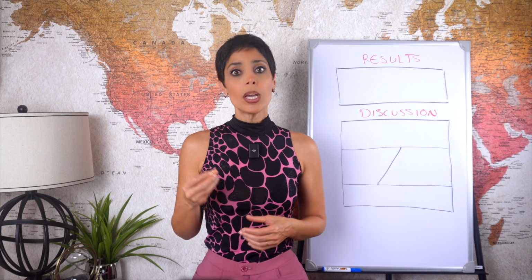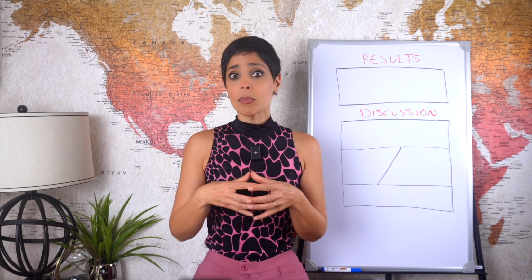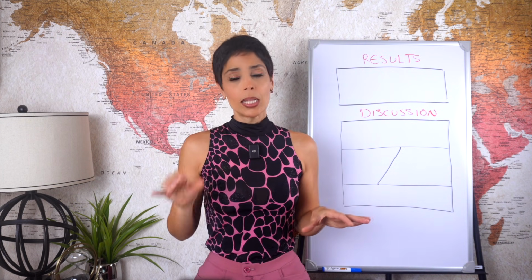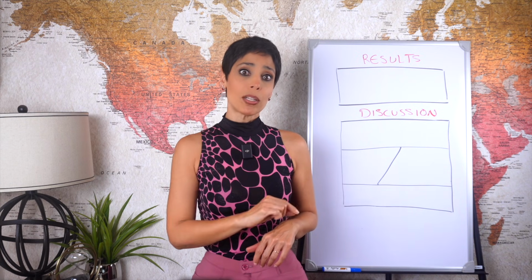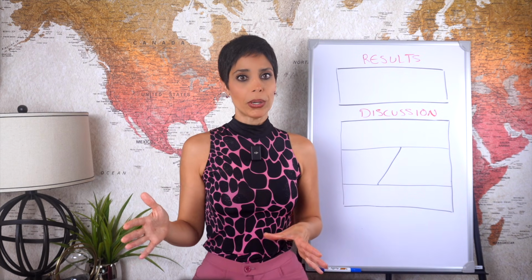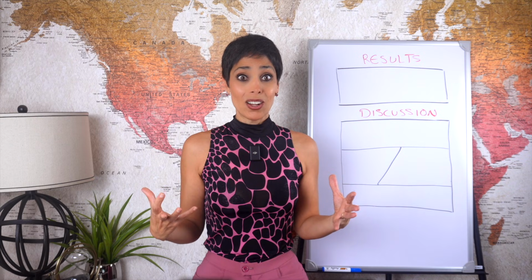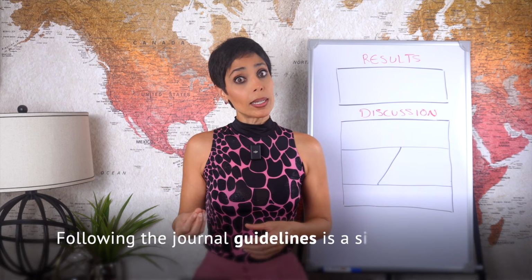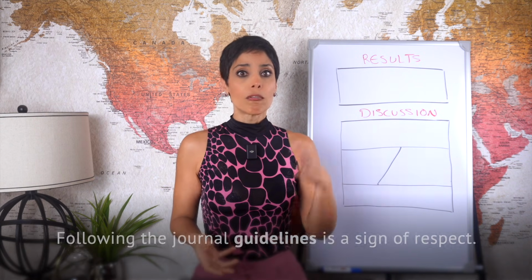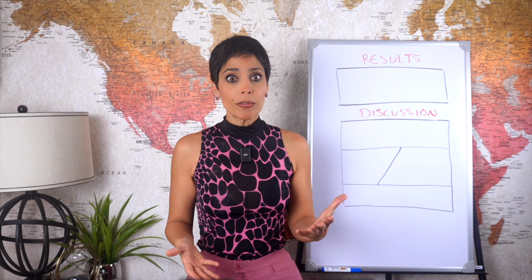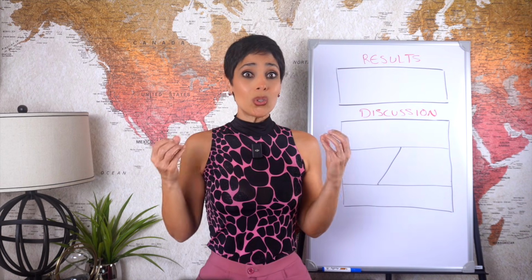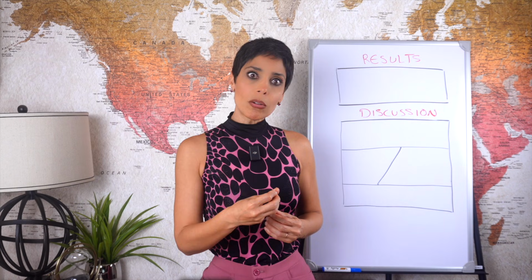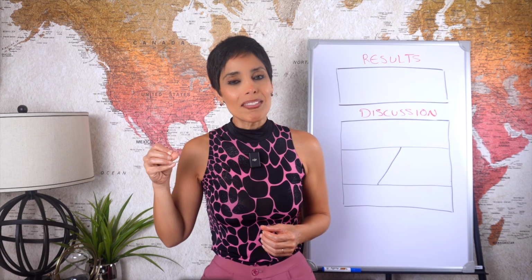Before you even write a single sentence, you need to understand how the journal wants the results and discussion to be structured. Sometimes these sections are combined, sometimes they're completely separate. That decision is not yours. It's dictated by the journal's guidelines, templates, and formatting requirements. And this is not a technicality. Following the journal's guidelines is a sign of respect for the journal, for the editors, for the reviewers. When you ignore them, you dramatically increase the risk of technical rejection before your science is even evaluated.